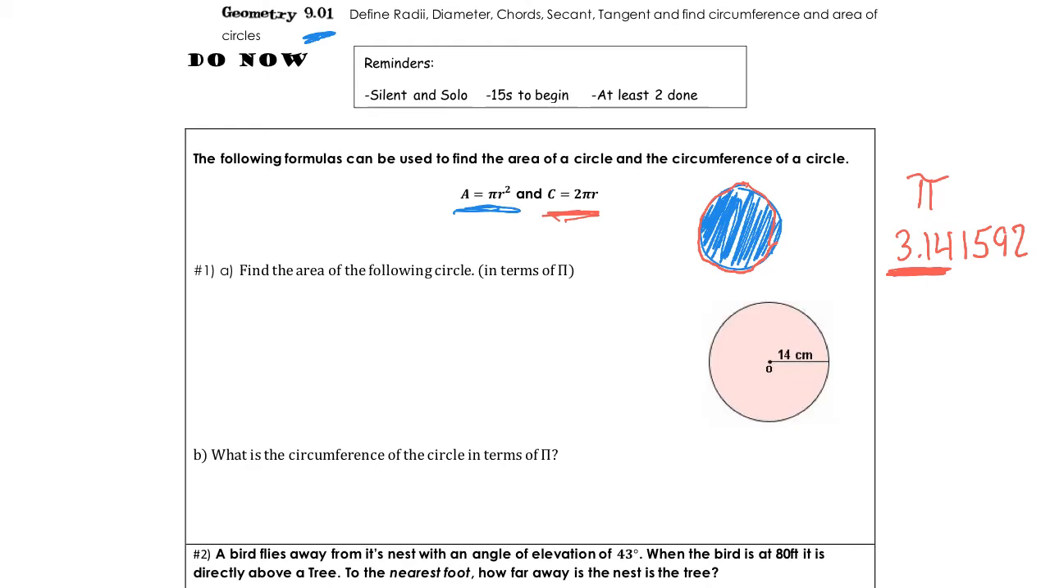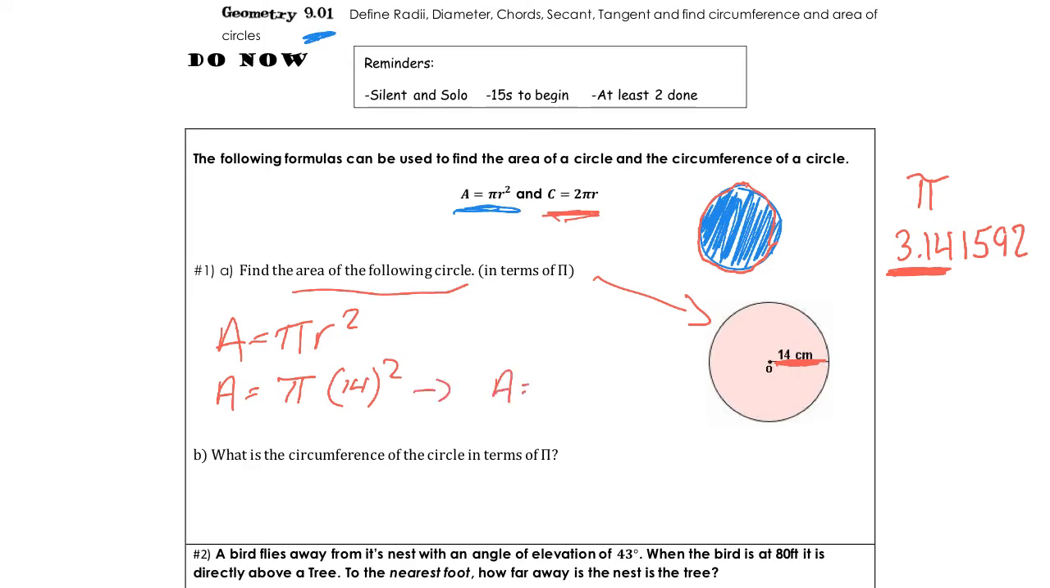So for the first one, we're going to find the area of the following circle. Pause the video, find the area of that pink circle on the right. All right, go. So I know area equals pi r squared. And I know my radius, looking at this circle, is 14. So area equals 14 squared, which is 196, times pi. In terms of pi just means leave it like this.